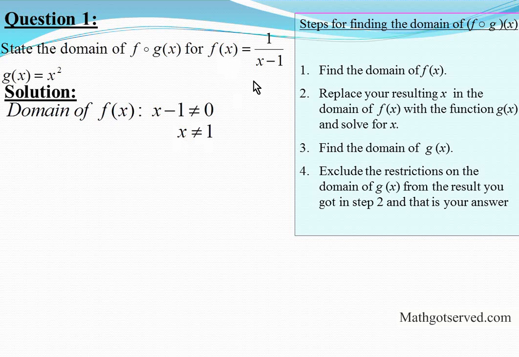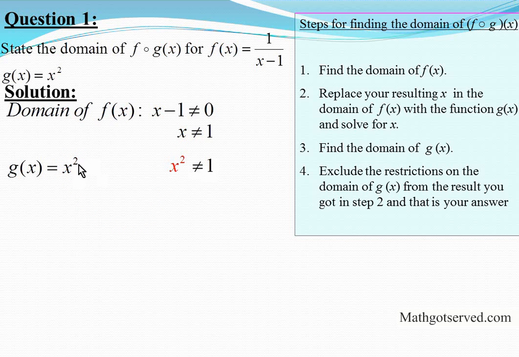Now I'm going to move on to step 2, which is a little bit technical. What I'm going to do is take this and replace this x with the function g of x. So g of x is x squared. You see that x squared right here? The whole function g of x replaces the restriction on x in the domain of f. If I make a substitution here, I'm going to have x squared cannot be equal to 1.